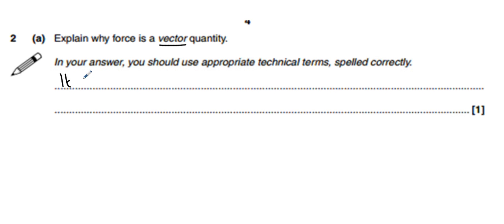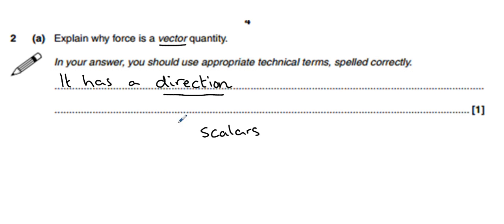You want to say because it has a direction. Okay, you must spell the word direction correctly to get the mark there. So if you remember from class, vectors have magnitude and direction, whereas scalars, okay, just write that down, scalars only have a magnitude.